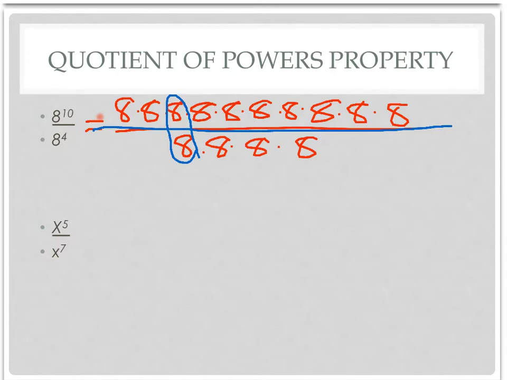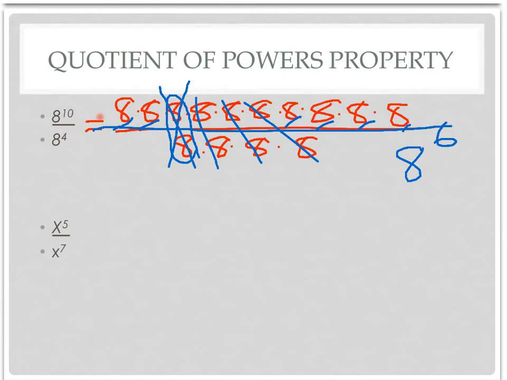If you have 8 divided by 8, that really becomes 1, and 1 times anything is itself, so we can really cancel that one out. We can also cancel this one out, and this one out. So what we find now is what's left. We have 1, 2, 3, 4, 5, 6 eighths on the top, and nothing on the bottom. And of course, 6 eighths multiplied by each other is the same as 8 to the 6th power.